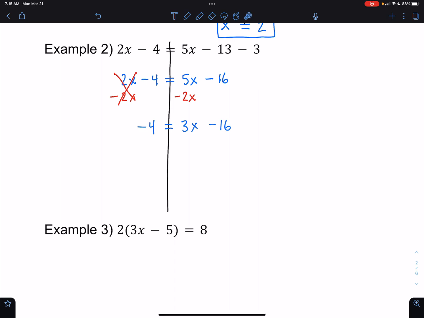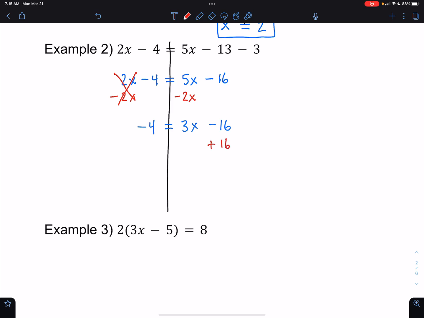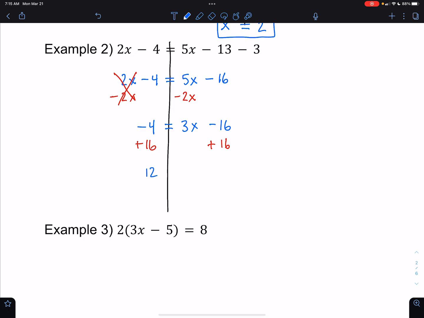And then remember, we want to get x by itself. So here's our 3x. Let's get that by itself. So let's do the opposite of minus 16 to both sides. So we'll add 16 to both sides. And negative 4 plus 16 is 12, and that's going to equal 3x. And now we've got 3x all by itself, so the opposite of 3x would be, let's divide by 3, and these 3's will cancel. And 12 divided by 3 is 4, and then that's what x equals. So x equals 4.